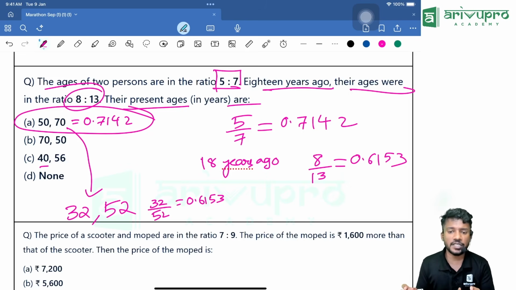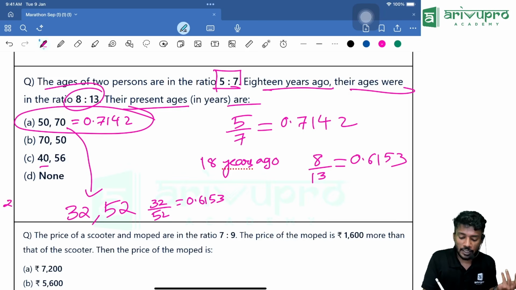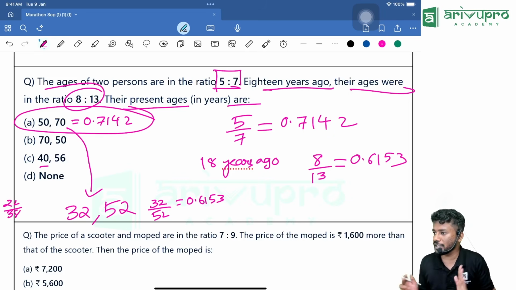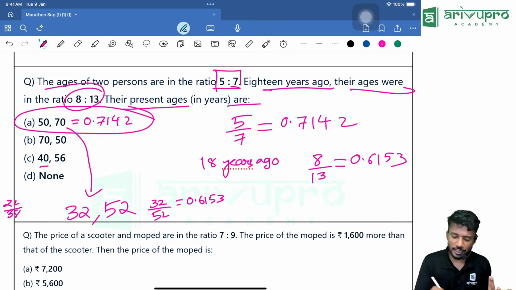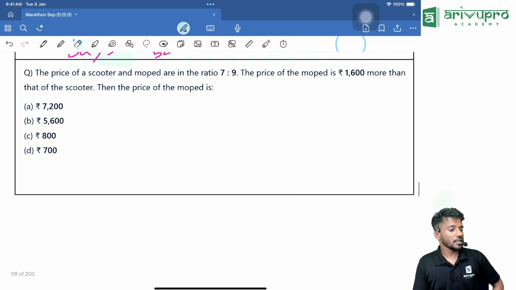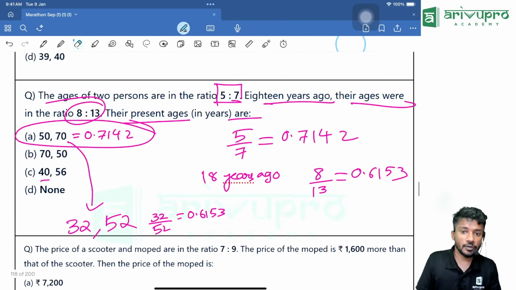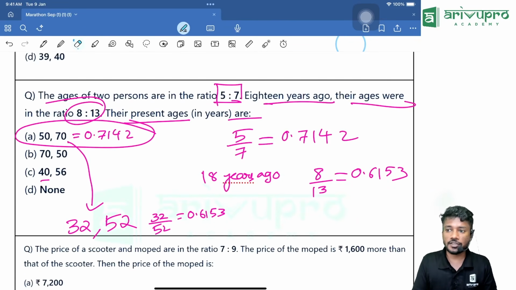We will check for option C also. 40 minus 18 is 22. 22 divided by 38 is how much? Is it 0.6153? No. That means that's not your answer. Clear? Any doubt? Yes, ma'am? Any doubt, tell.